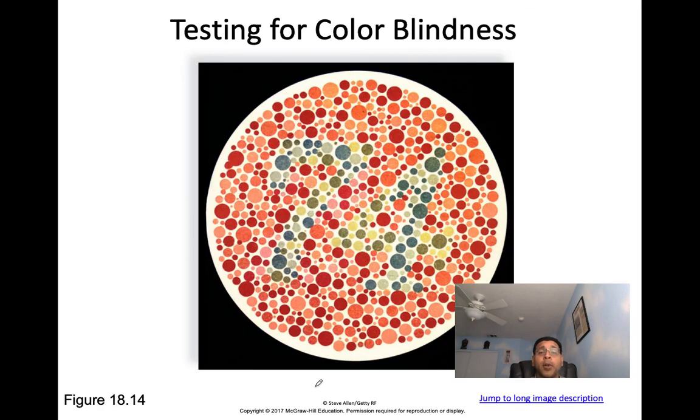Now here's testing for color blindness. If we had color blindness, we would not be able to appreciate the number that we can see in the center here, which is 74.